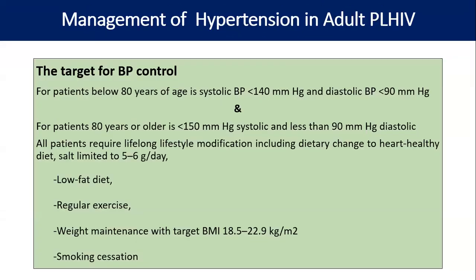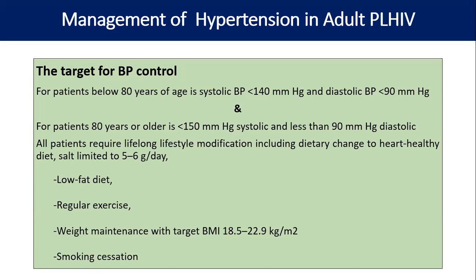Now, the target for BP control in a PLHIV less than 80 years of age is systolic pressure of less than 140 and diastolic blood pressure of less than 90. But for patients 80 years of age or older, it is systolic less than 150 millimeter of mercury, while diastolic is less than 90 millimeter of mercury.